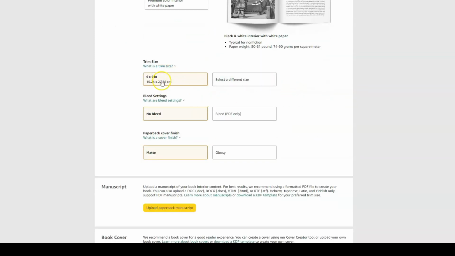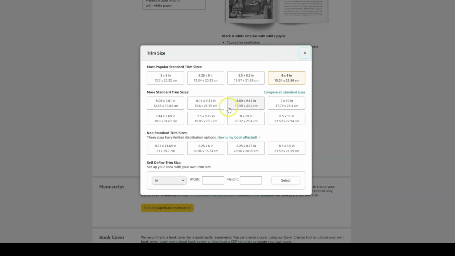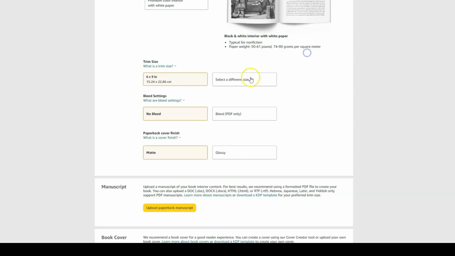Now the trim size is 6 by 9 inches, and if you want to create a different one, you would select a different size and then you get all the sizes that Amazon allows, but we're just going to stick to our 6 by 9 inch notebook.